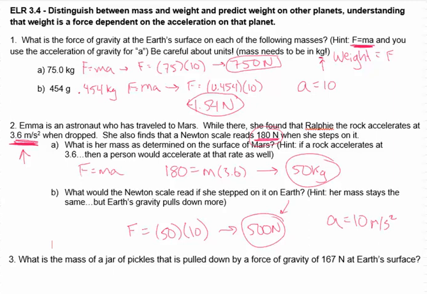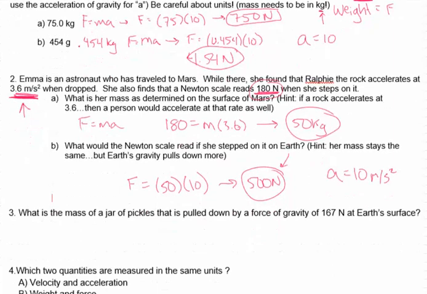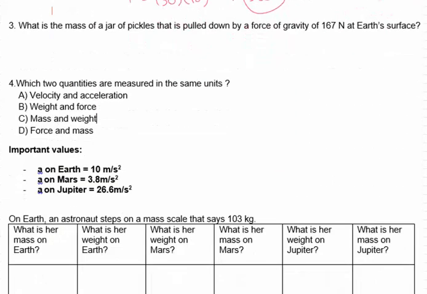For number three, we're dealing with a serious jar of pickles. So number three says, what is the mass of a jar of pickles that is pulled down by the force of gravity of 167 newtons on Earth's surface? So for this one, we're still using F equals ma, Newton's second law. And we're given a force, and we're told that it's on Earth. We have all the pieces of information we need.